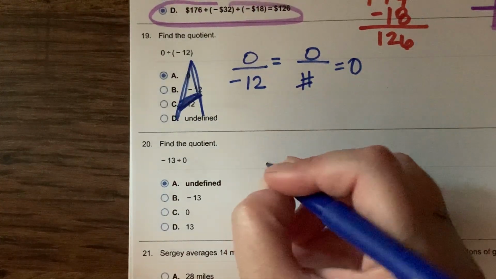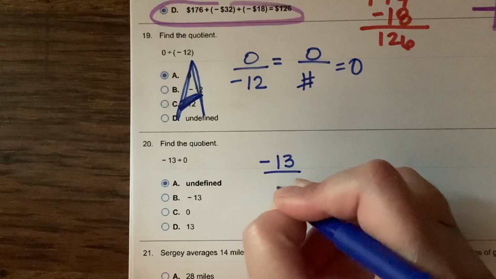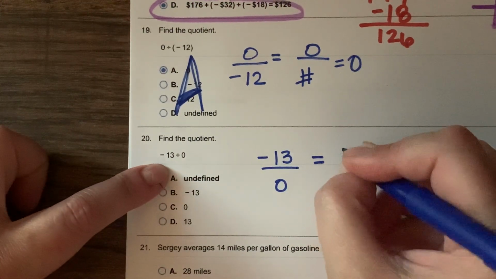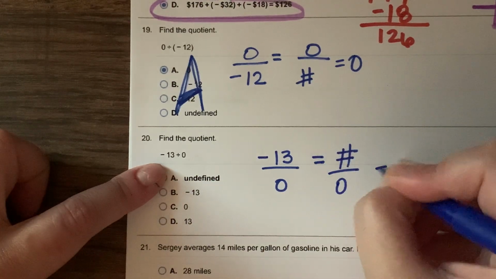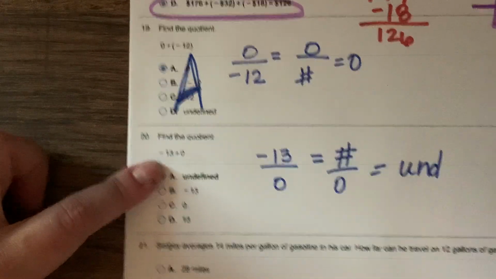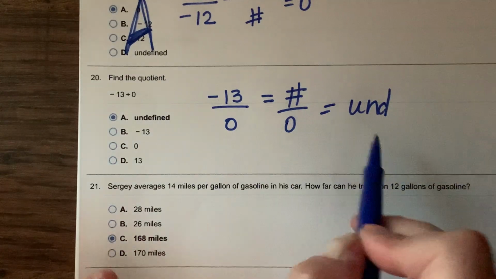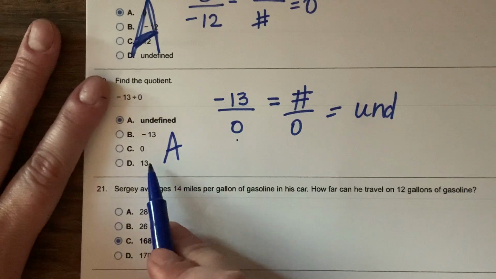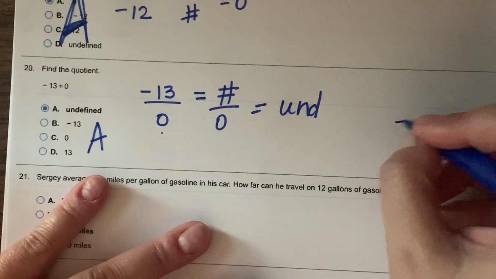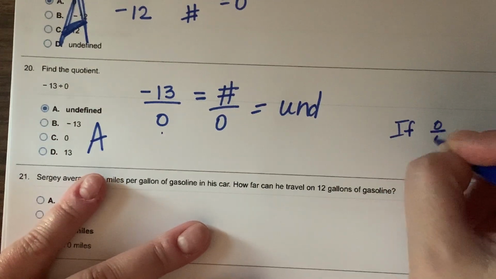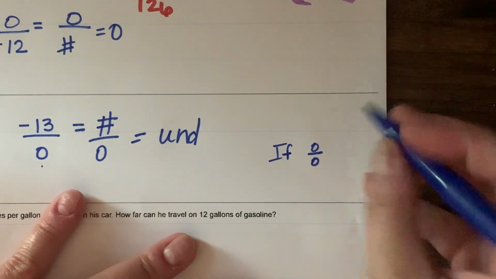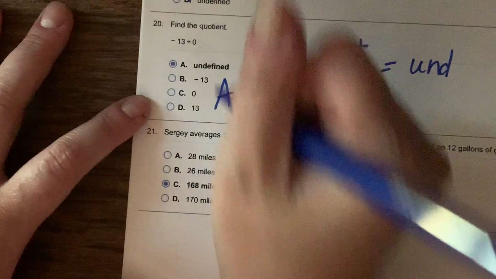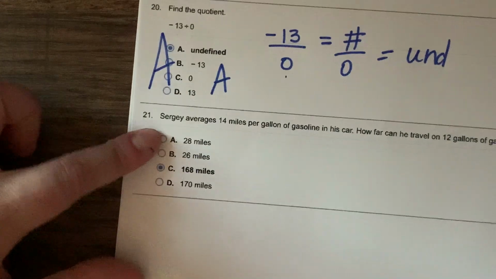But vice versa, if you have a number on top over 0, like number 20, that gives you undefined. The limit does not exist? Yeah, undefined. So anytime there's a 0 on bottom, it's undefined. Even if you had 0 over 0, you probably did that in your homework, that's still undefined. Okay, anyway, so A. Let's go to 21.